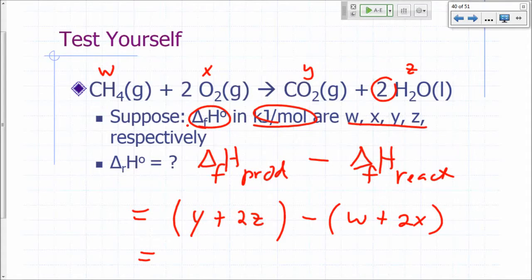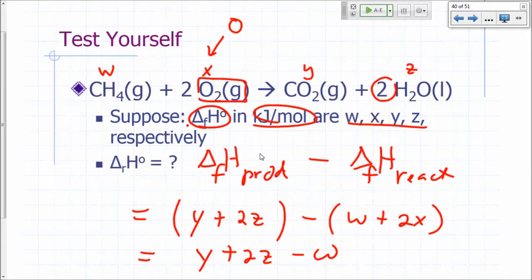Okay? Can I simplify this? Y plus 2Z minus W. Like that? What is X? This is O2 gas. That's an element in its standard state, so that is 0, right?